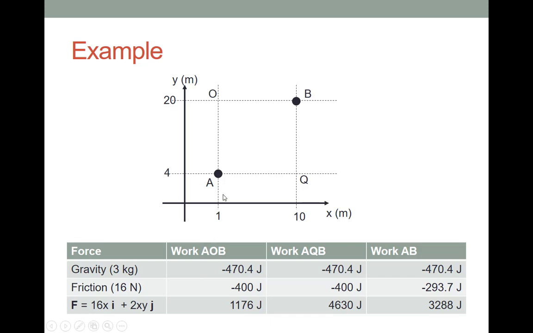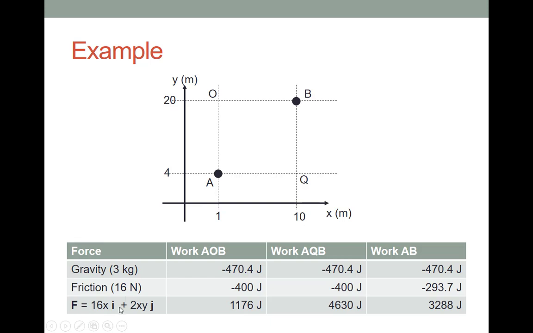And we found that we could go from A to O to B or A to Q to B and get the same value. But if we went directly from A to B, the work was less because the distance from A to B along the hypotenuse, if you will, is less.